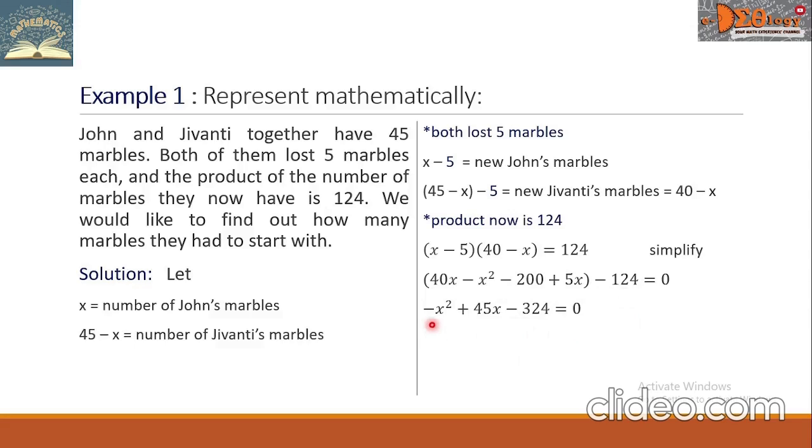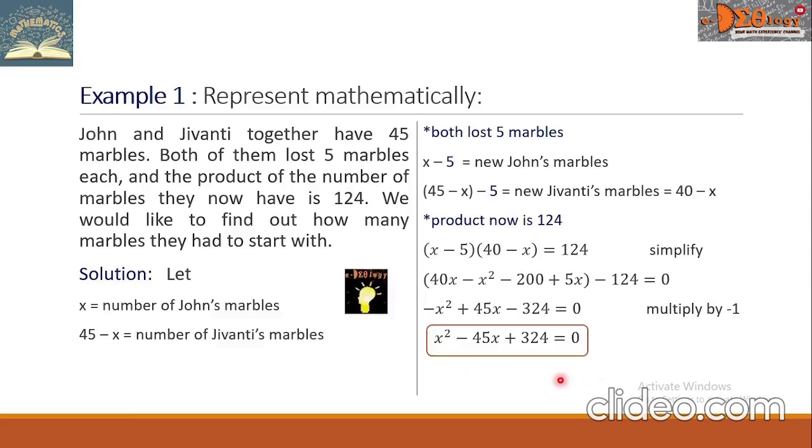We can make this negative sign of x squared positive. Let's multiply this equation by negative 1. So we now have x squared minus 45x plus 324 equals 0. This is now our answer.